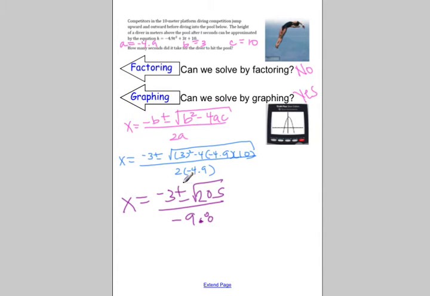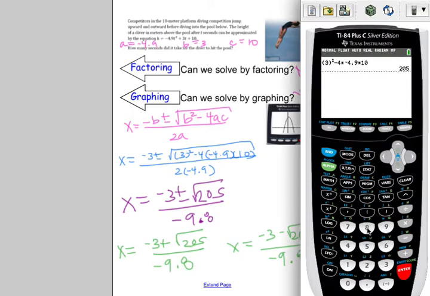Then to find my answers, notice how there's a plus or minus, so I have 2. It's going to be x is equal to negative 3 plus the square root of 205 over negative 9.8, and x is equal to negative 3 minus the square root of 205 over negative 9.8. Let's go ahead and do that. On our calculator, make sure when you do negative, use the negative below the 3. So negative 3 plus second square root 205, hit enter, and then take that answer and divide by negative 9.8.